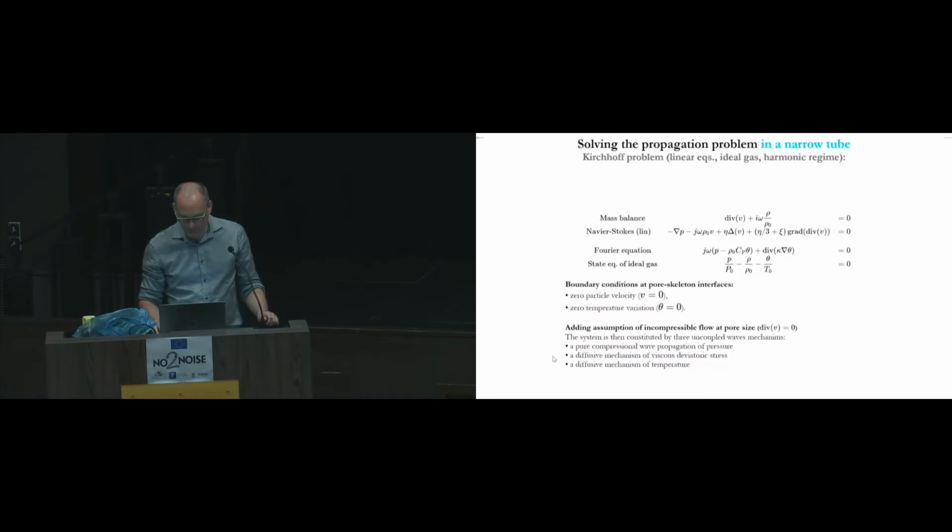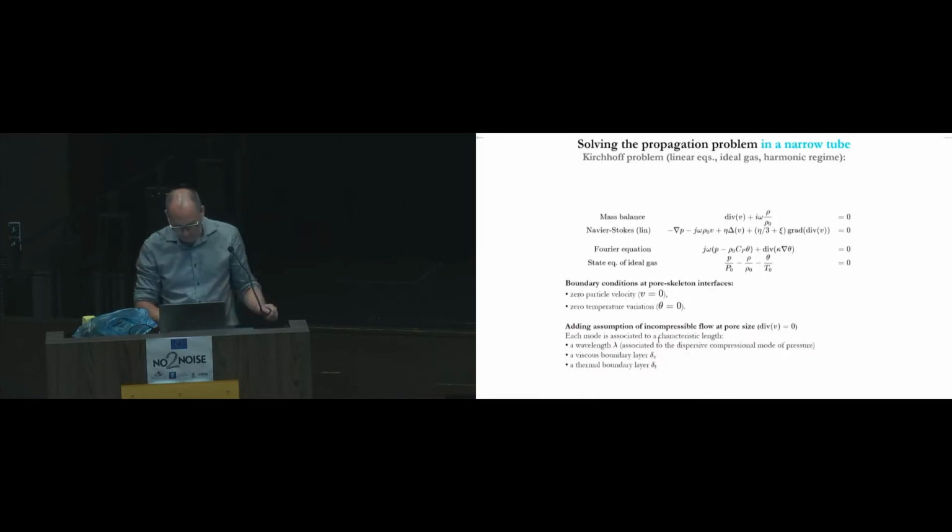The only difference between these two slides is that this time I introduce the wavelength lambda. For the diffusion mechanism for the viscous effect, we introduce a boundary layer which is delta V, and for the thermal effect, we introduce a thermal boundary layer delta T. And when you solve this, you get this wave equation.